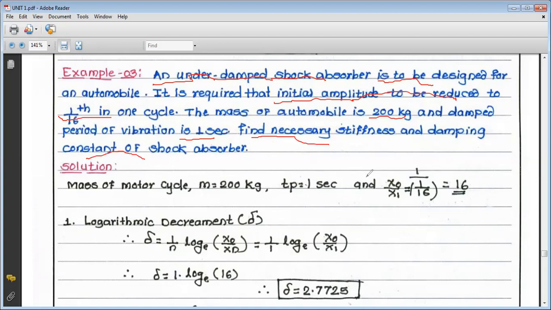So x0 upon x1. Now we are going to take the initial amplitude x0 as 1, that is unity, and after one cycle, x0 becomes x1. So after one cycle the amplitude should be reduced to 1/16th. So the ratio of x0 upon x1, that is 1 upon 1/16th, becomes 16. So this is the ratio of initial to final amplitude, that is 16.